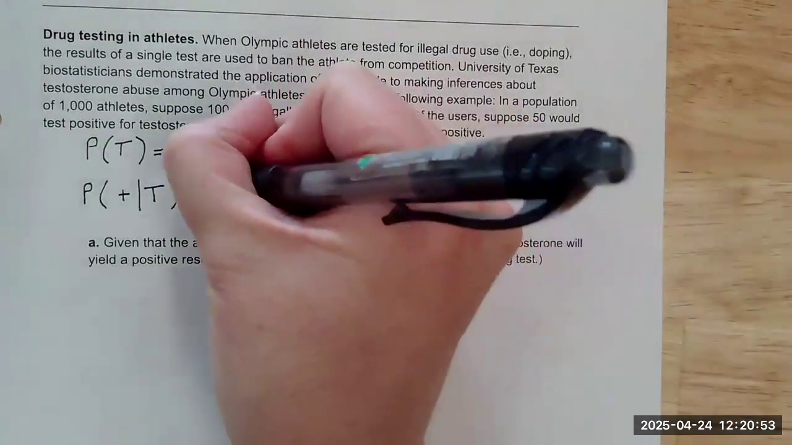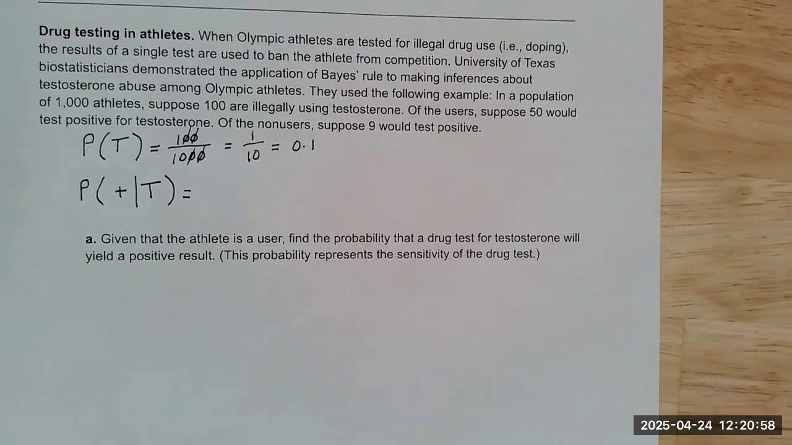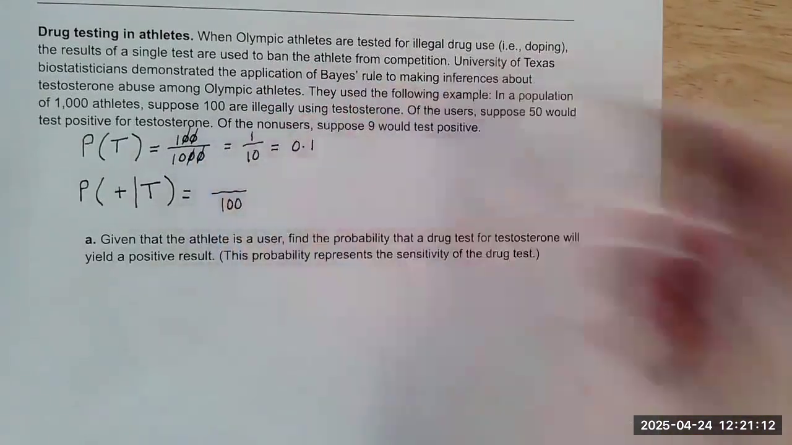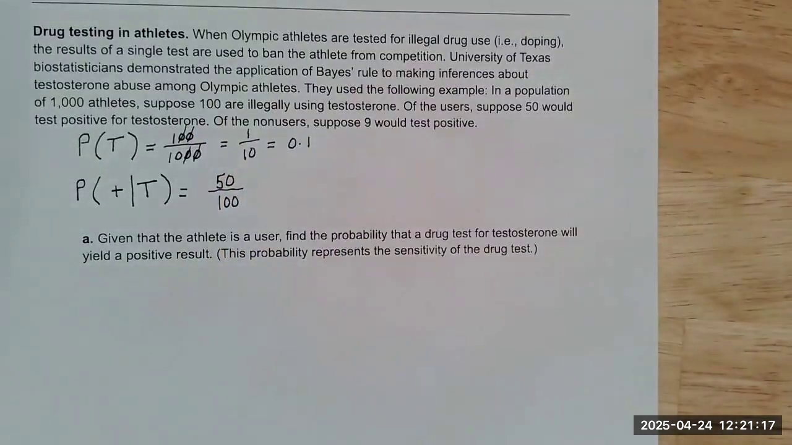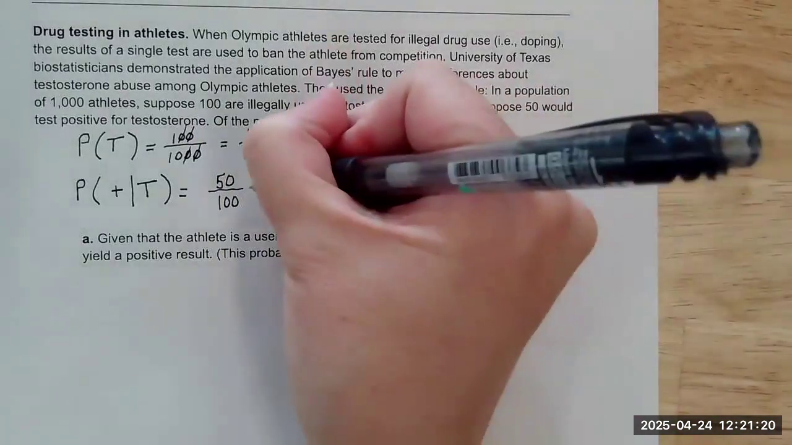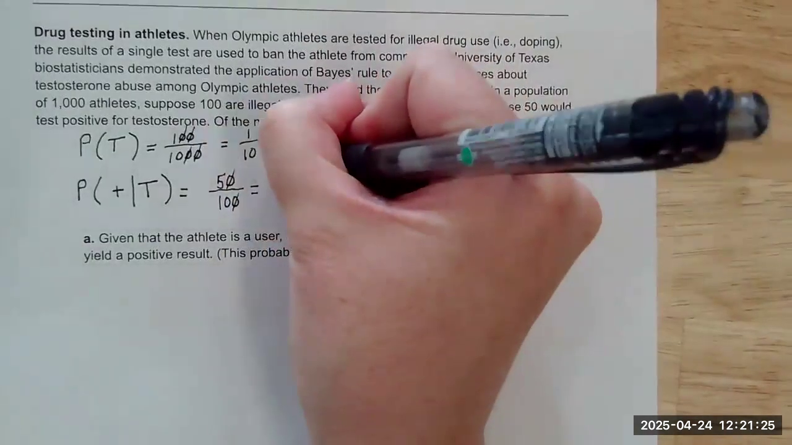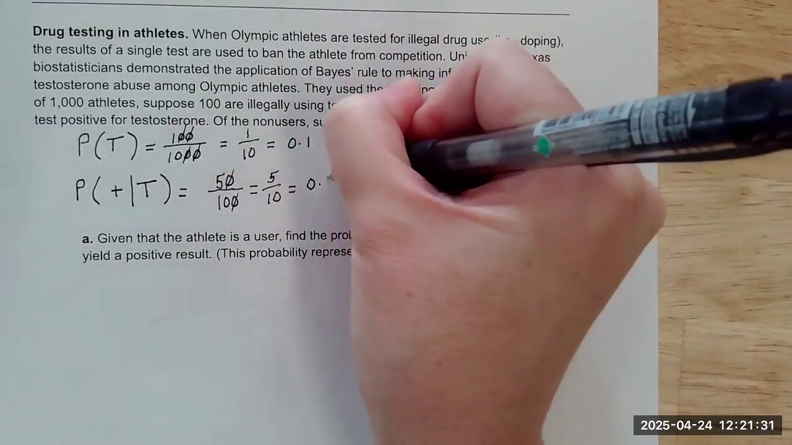Okay, so my denominator this time shouldn't be 1,000. What should my denominator be? Because it says of the users. Yeah, 100. Because it says there's 100 users. So my denominator this time is going to be 100. It said of the users, suppose 50 would test positive. So 50 goes in the top. So 50 over 100. Again, you could cancel out zeros in common. That would be 5 out of 10, which is 0.5.